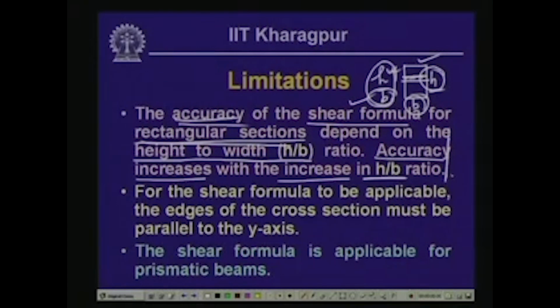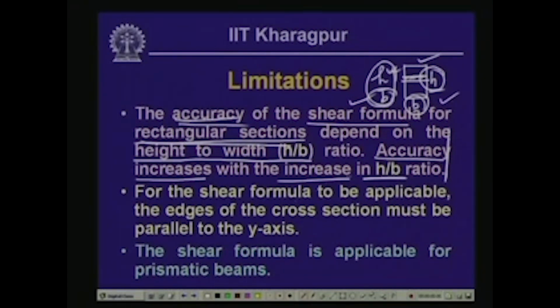But if you have a wider beam, that means if you are going towards more of a square beam with a square cross section, then you will be losing accuracy if you use this shear formula. Hence, these aspects should be kept in mind. This is one of the important limitations of the shear formula.